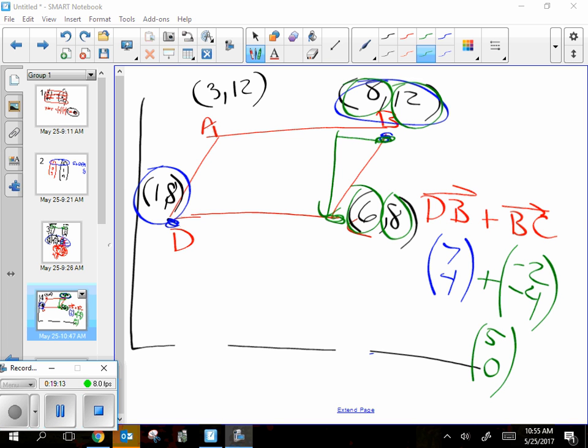You might have got it a different way. Raise your hand if you had 5, 0. Okay, good. I could have just said what the resultant is, which is this, and then said what that vector is. That vector right there is over 5 and up 0, so that would have been another good way to do it.